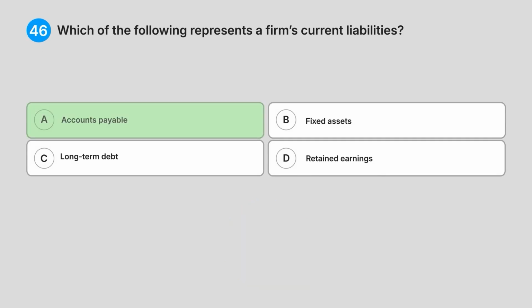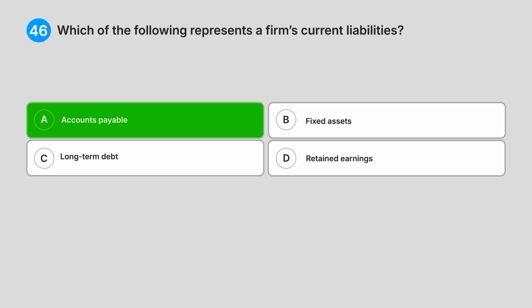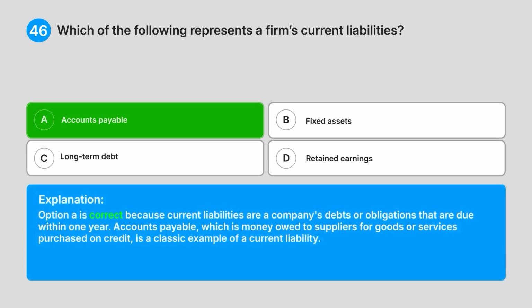Correct answer, A. Accounts payable. Explanation: Option A is correct because current liabilities are a company's debts or obligations that are due within 1 year. Accounts payable, which is money owed to suppliers for goods or services purchased on credit, is a classic example of a current liability.